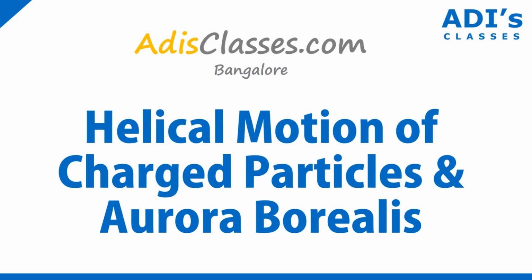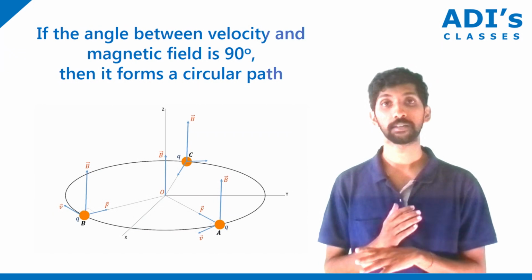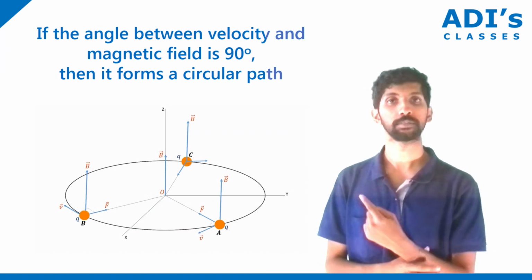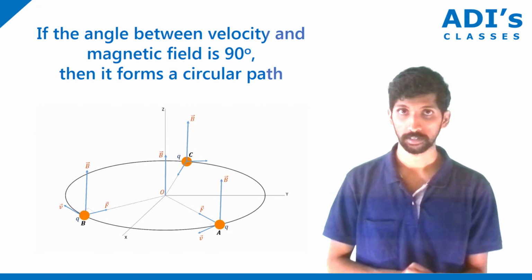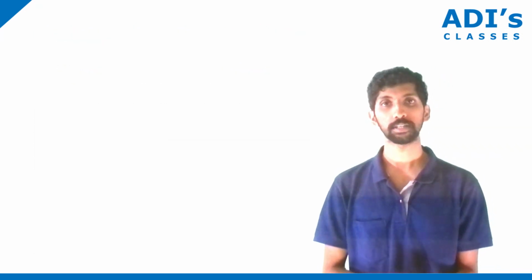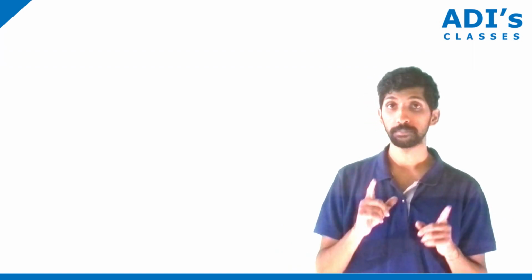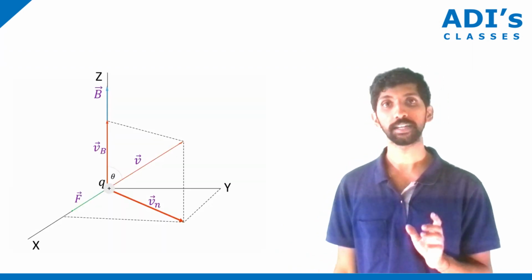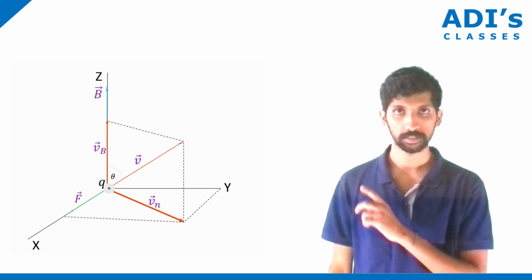So what you guys saw was if the angle between velocity and the magnetic field is 90, it forms a circular path, correct? Now what if the angle is not 90? Let's try that case. Suppose the angle between the velocity and the magnetic field is some angle theta, okay? Some angle theta.